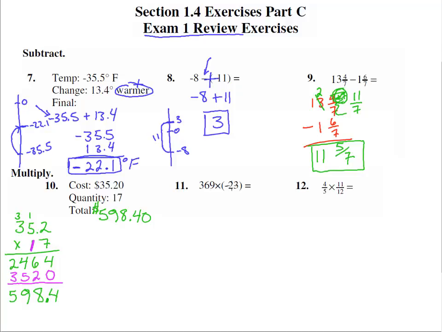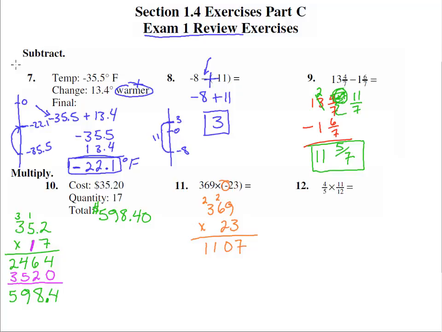All right, number 11. 369 times negative 23. So this is going to be 369 times 23. And this negative sign, we just need to make sure that at the very end we have a negative. We have positive times a negative. So let's do this. 3 times 9 is 27. Carry the 2. 3 times 6 is 18, plus 2 is 20. Carry the 2. 3 times 3 is 9, plus 2 is 11. Good.